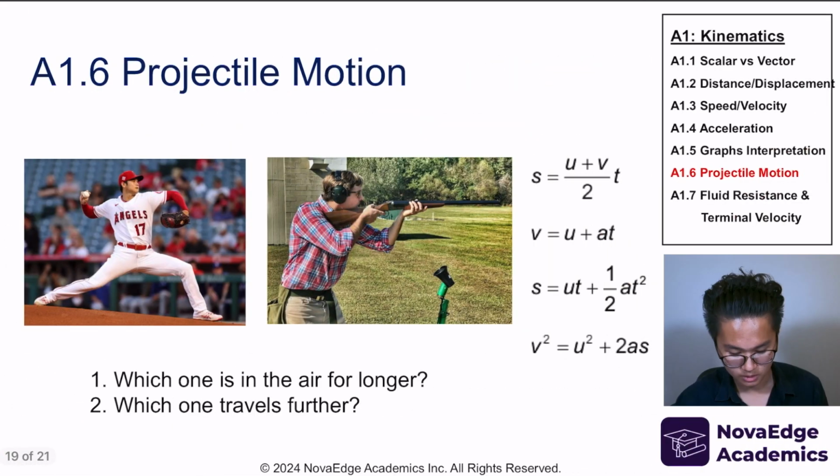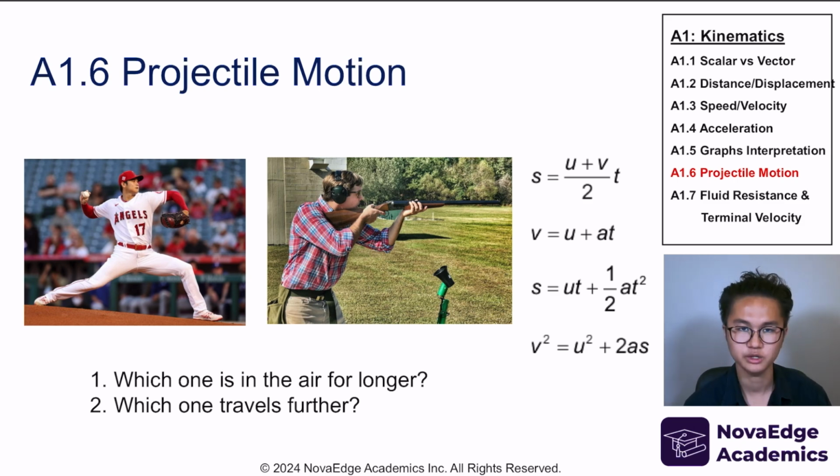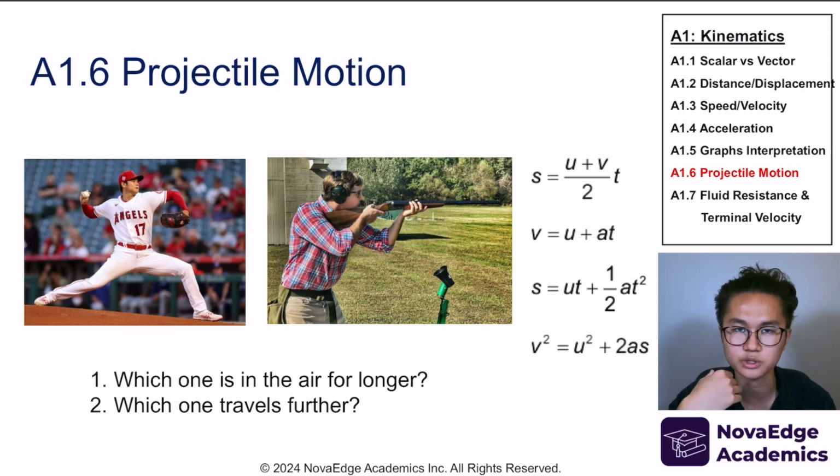Okay. Last but not least, some trick questions. So we have on the left side a baseball player throwing a baseball, and on the right side we have a man shooting a gun. So which one do you think is going to be in the air for longer? The ball or the bullet? So pause and think. The answer is they're going to be in the air for the same amount. It doesn't matter if one is going faster horizontally, they're going to be in the air for the same amount of time.